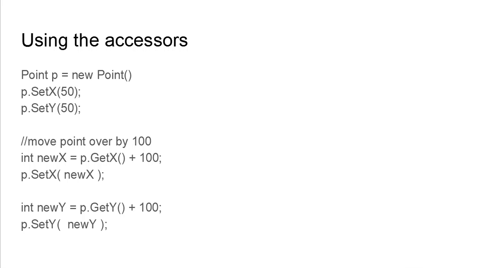Where that point is. So this is really clunky and horrible, right? It's just not very clean. We can't just say something like p.x equals 50, p.y equals 50, right?